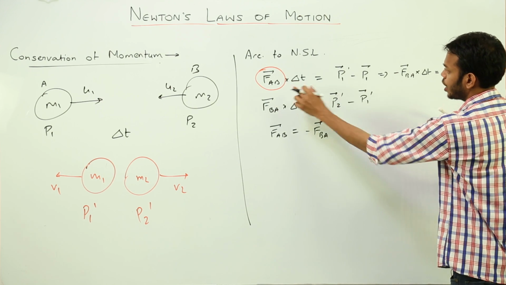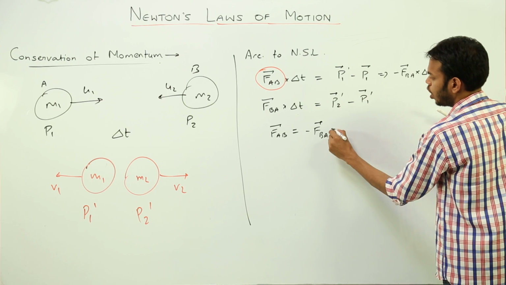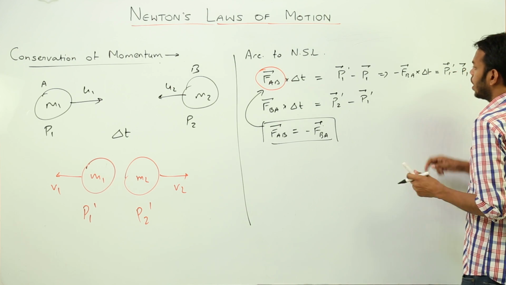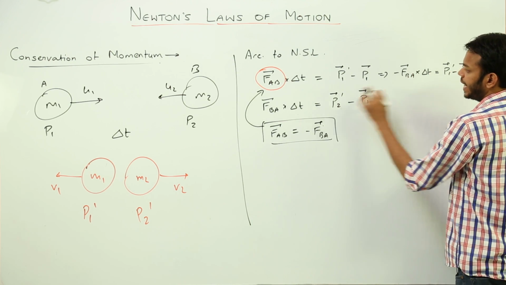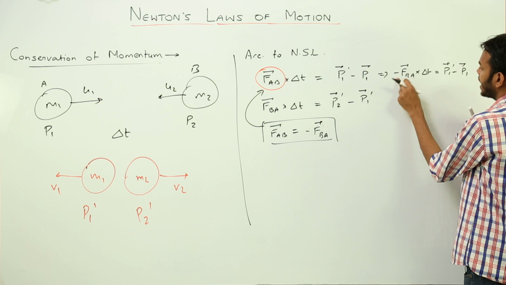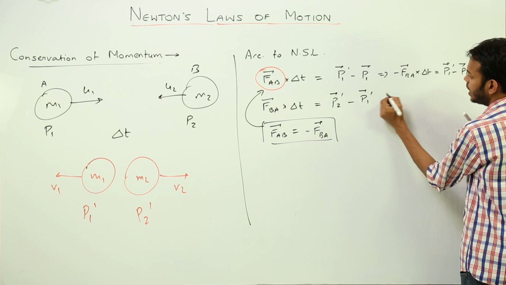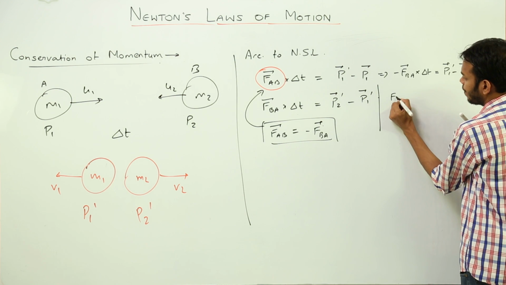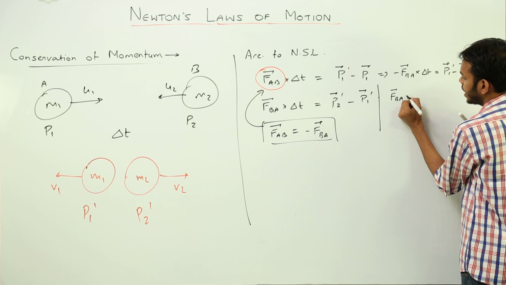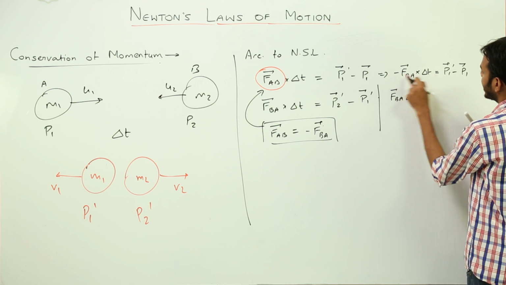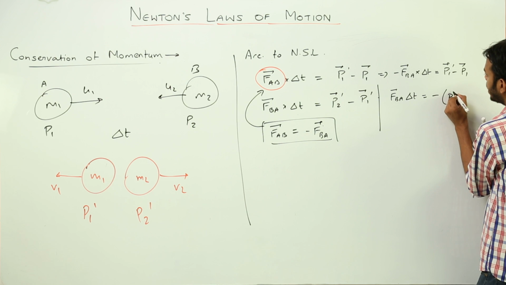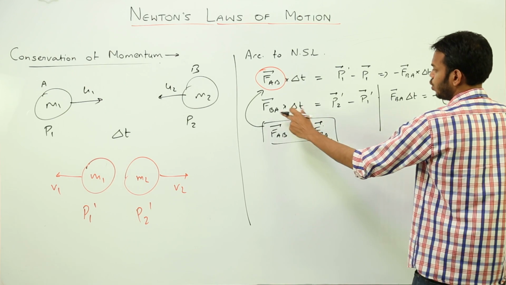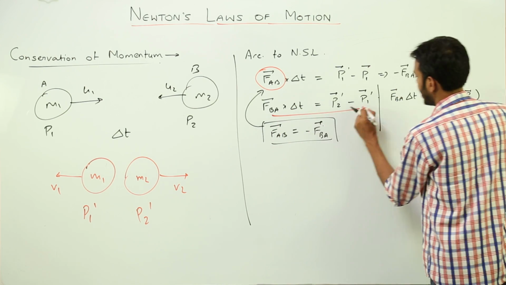This is correct. Instead of this term I have used Newton's third law, and from this equation I have put it here. Now what do I have now? F_BA into delta t, the same term, so I am taking the negative side here. What I will be left with, this thing becomes F_BA into delta t is equal to, taking negative side here, negative of (P1 dash minus P1), right? So use these two equations.